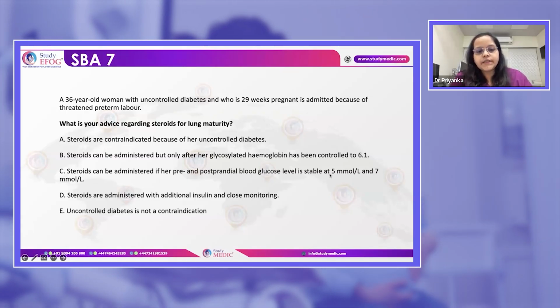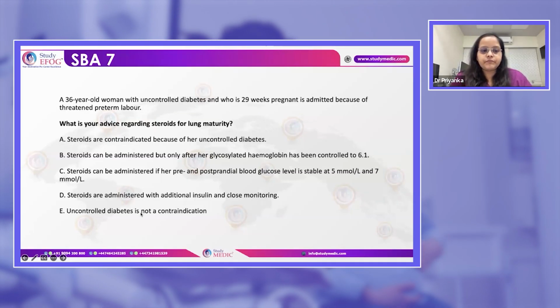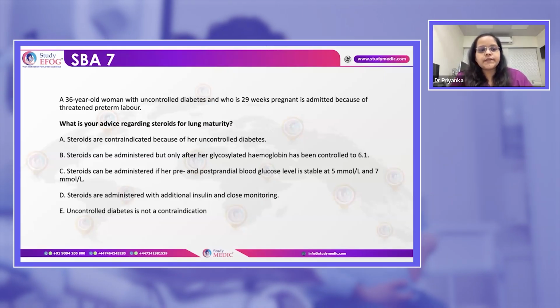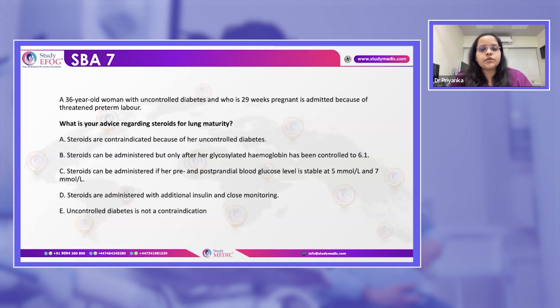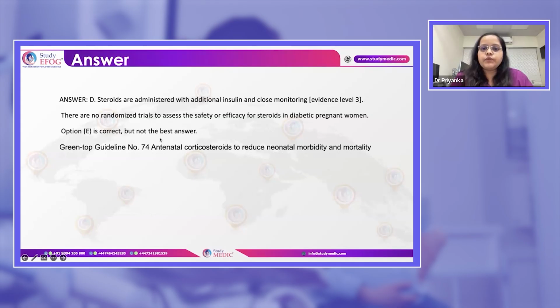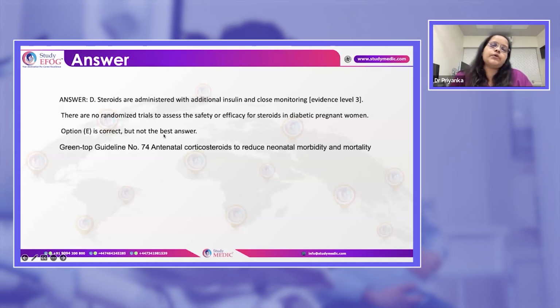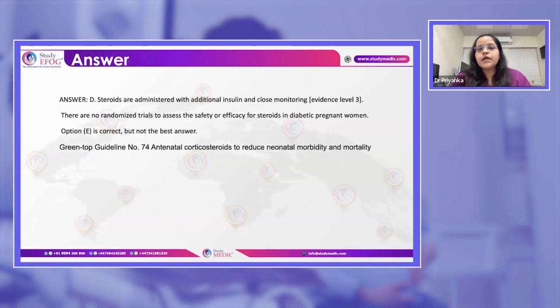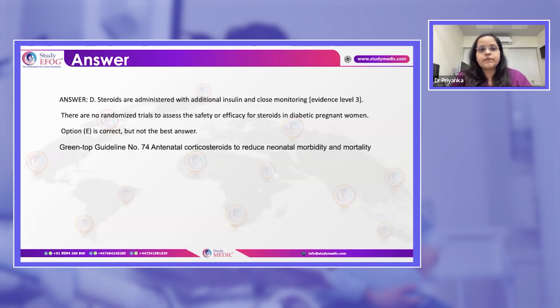Is the answer D and E? Both are correct answers, but the single best answer here is answer D. Answer E is correct too, that is, uncontrolled diabetes is not a contraindication to receive steroids. That is also an answer. But the single best answer here is D, that is, steroids are administered with additional dose of insulin and close monitoring. So both answers are correct, but in uncontrolled diabetic patients we give steroids, and we manage the sugars with insulin by the sliding scale.